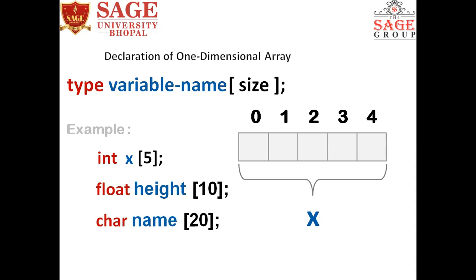Similarly, you can create a float type of array. In this second example, height is a float type of array which can hold 10 values. And similarly, you can declare a character type of array. Here name is a character type of array which can hold 20 values.